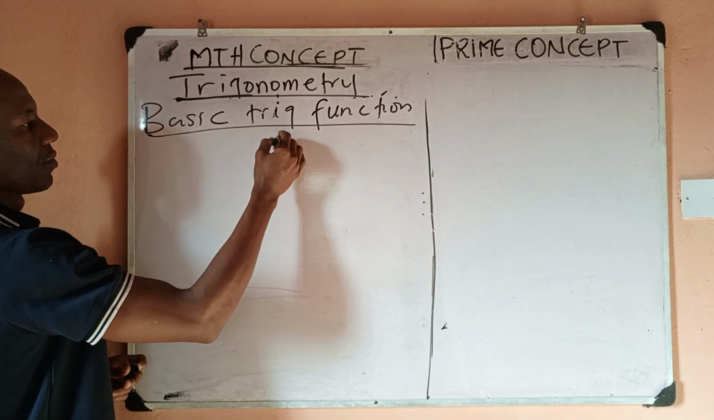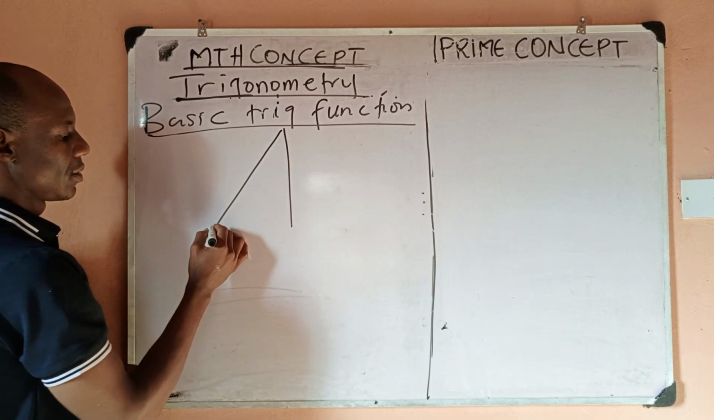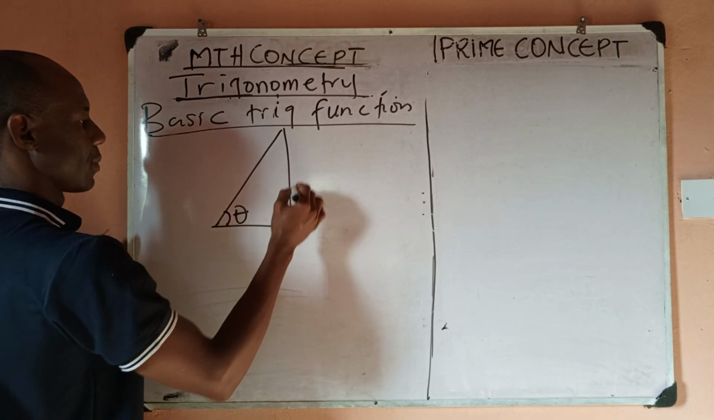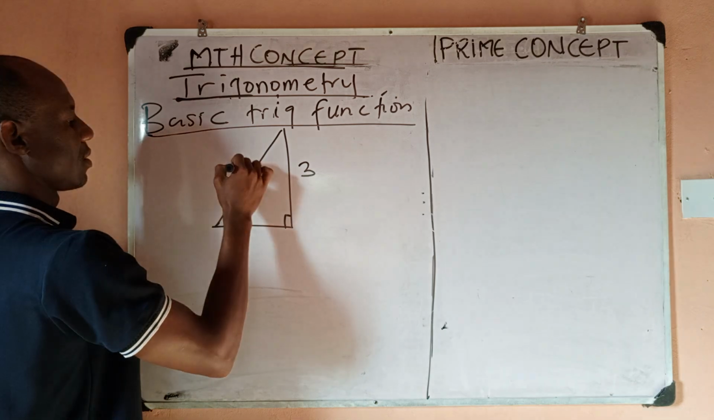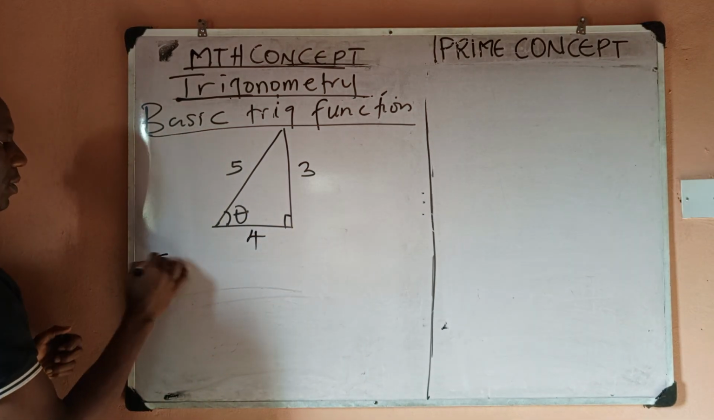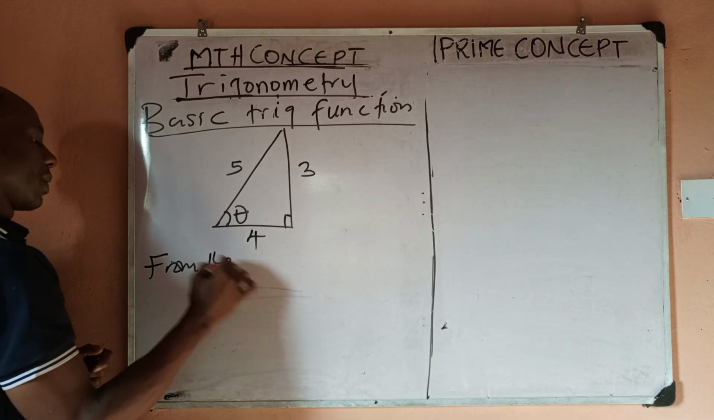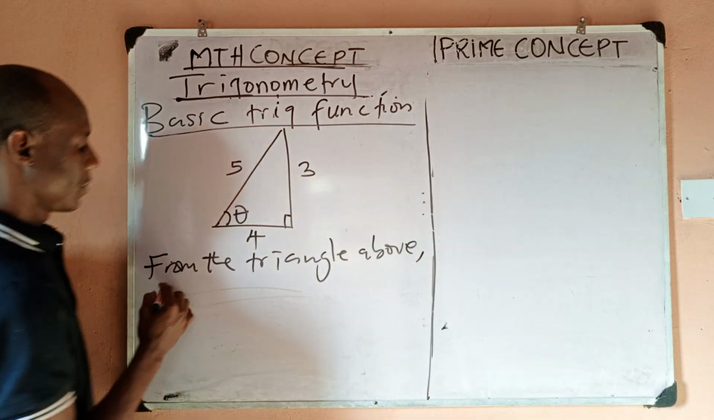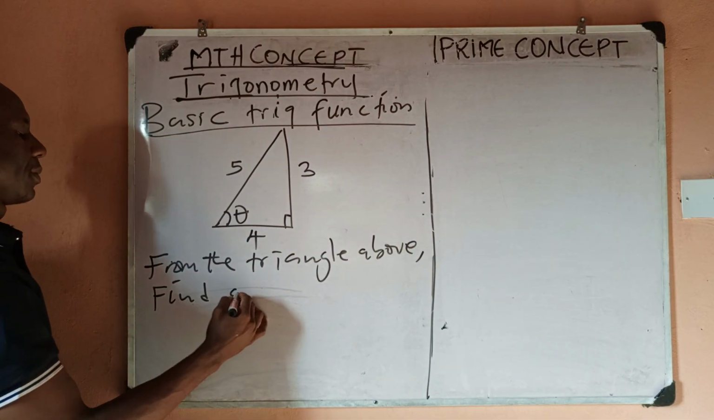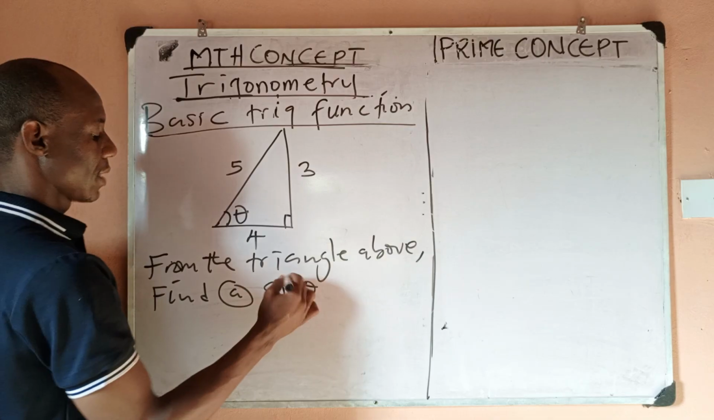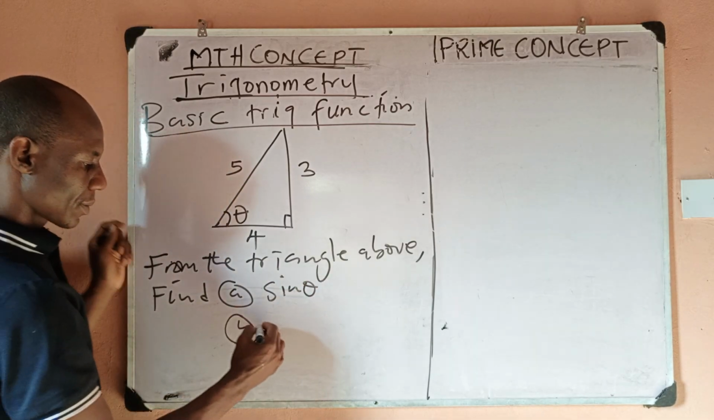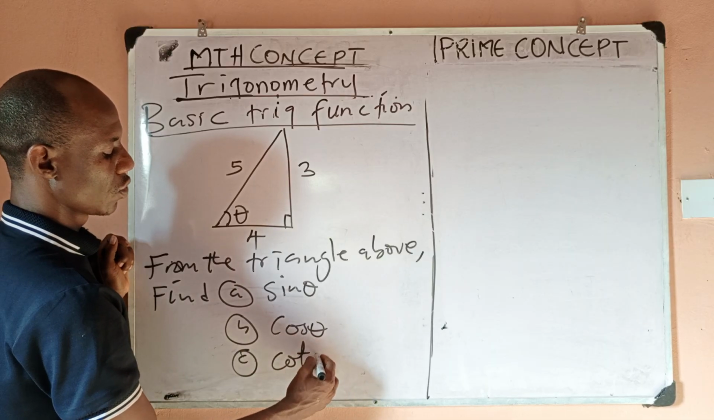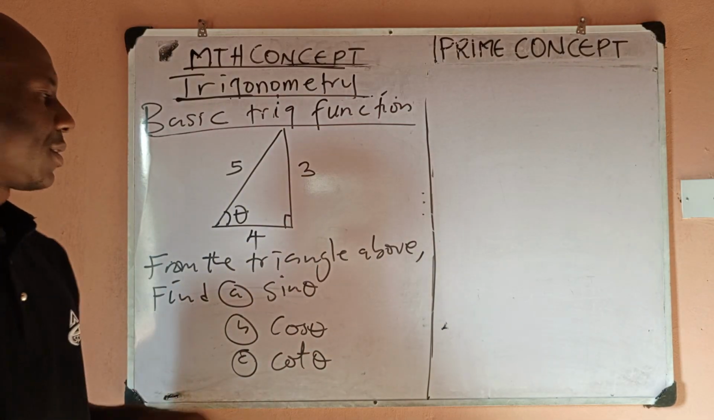So we have a right triangle. This is theta. This is 3. This is 5. And this is 4. From the triangle above, find A, sine theta, B, cos theta, and then C, cot theta. So we want to find these three things, right, from this triangle.